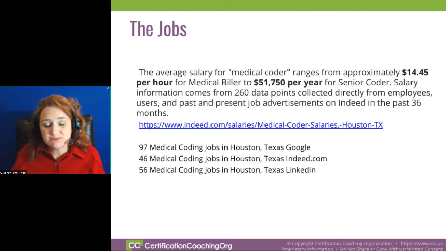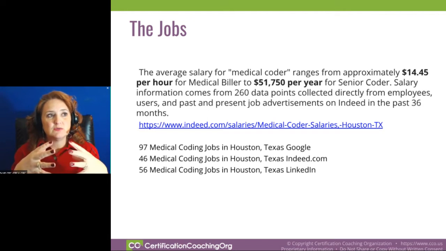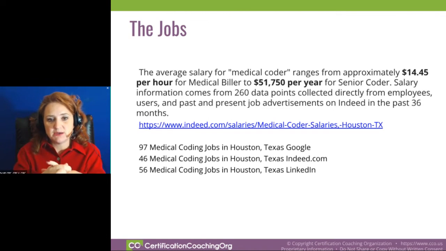And some of it isn't just because it's cheaper to send it over there, because they're taking a risk. It's because they can't find anybody to do the work. So let's talk about what we look for in a job.